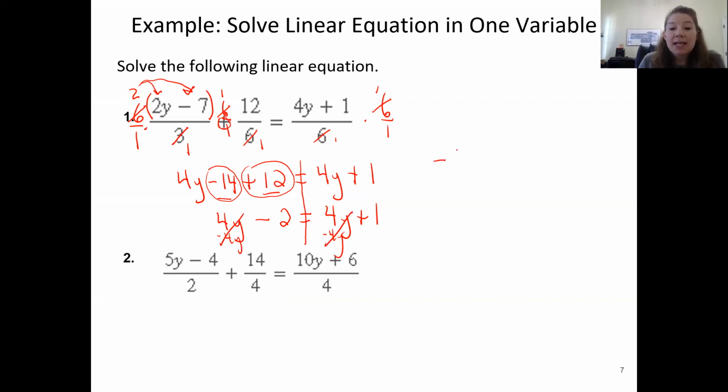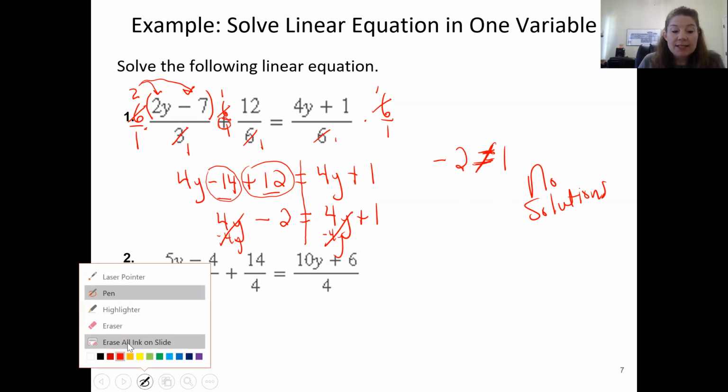We would end up with negative 2 is equal to 1. Is negative 2 equal to 1? No, that's not true. So we have no solutions. No solutions for number 1. Wow, that's a lot of work, right? All right, let's try the next one.